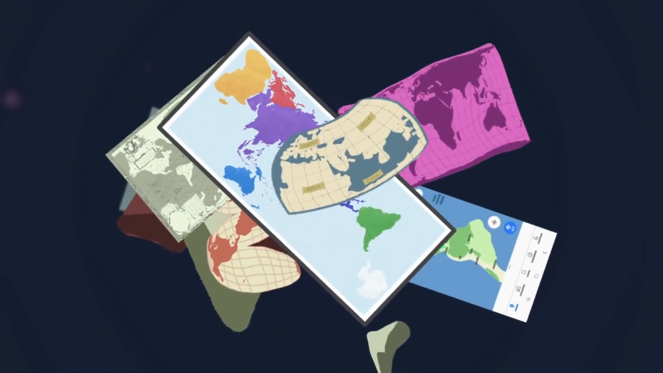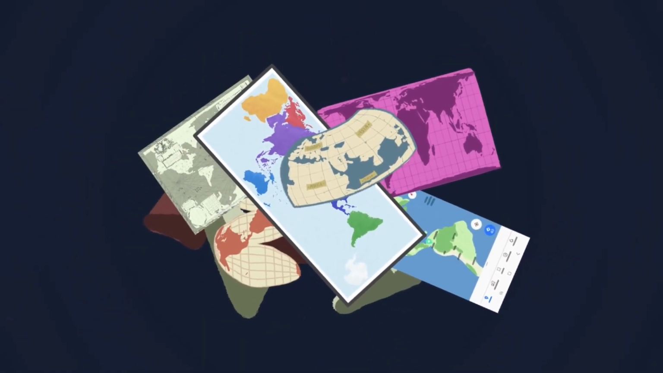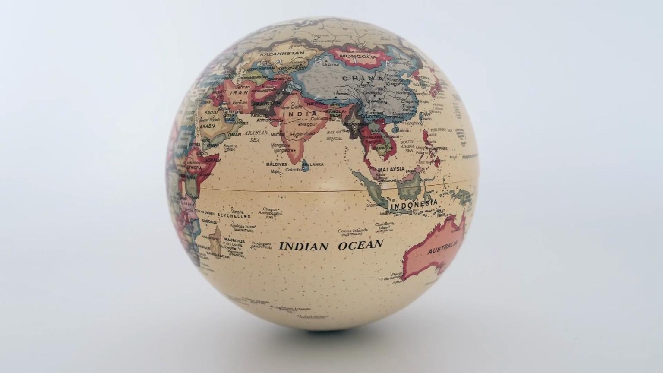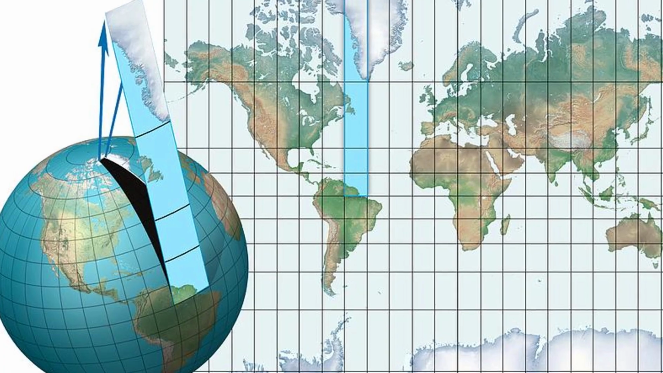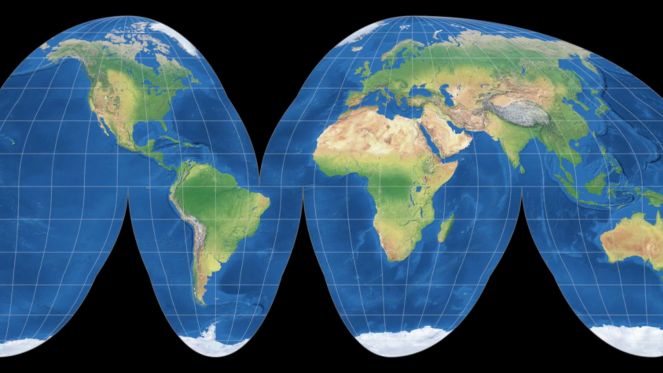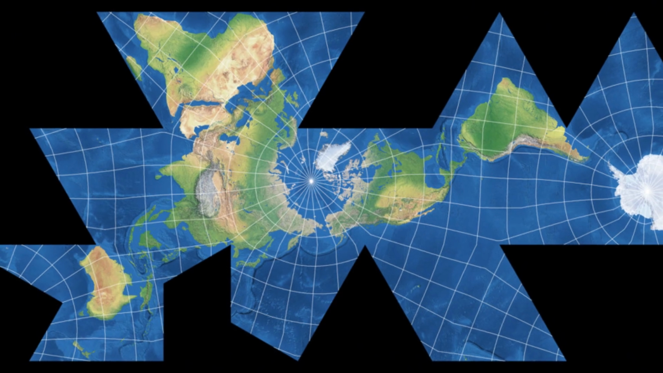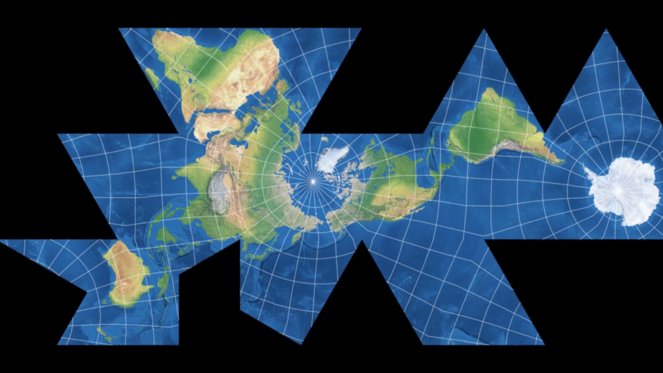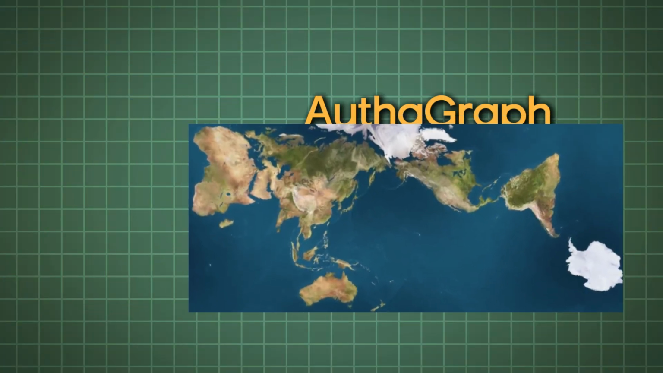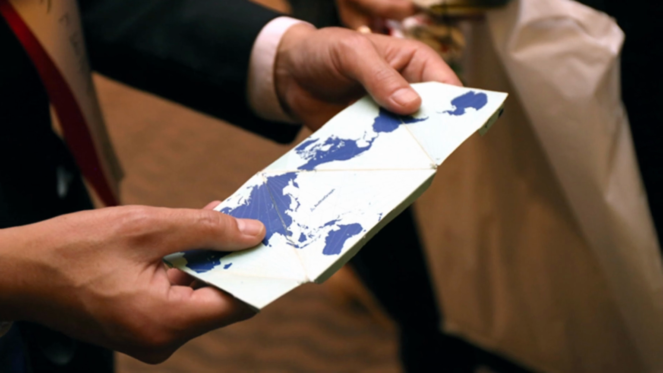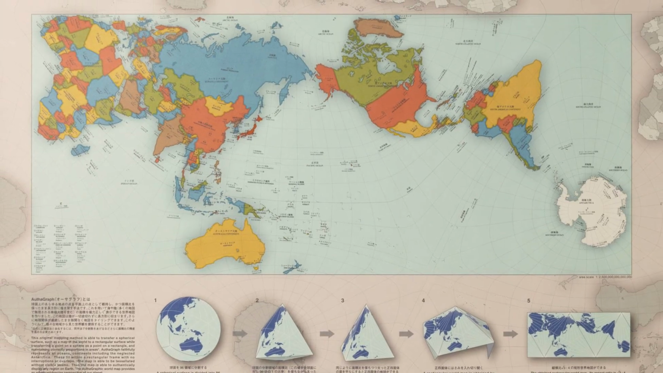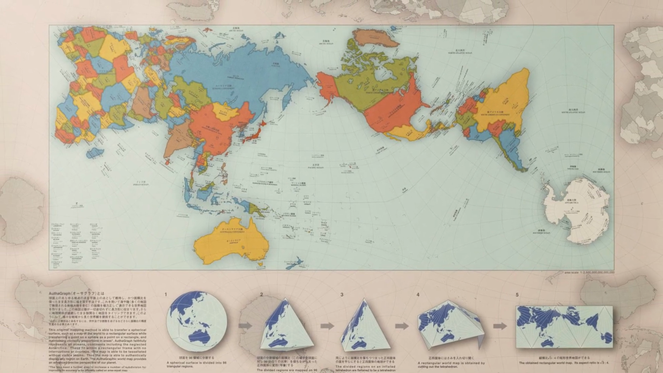The need for diverse map projections extends beyond mere geographical accuracy. It's about fostering a more balanced and inclusive global perspective. Each projection tells a different story about our world, emphasizing certain aspects while inevitably distorting others. For instance, the Authagraph World Map, created by Hajime Narukawa in 1999, offers a more accurate representation of continental sizes, while maintaining a rectangular format suitable for practical use.